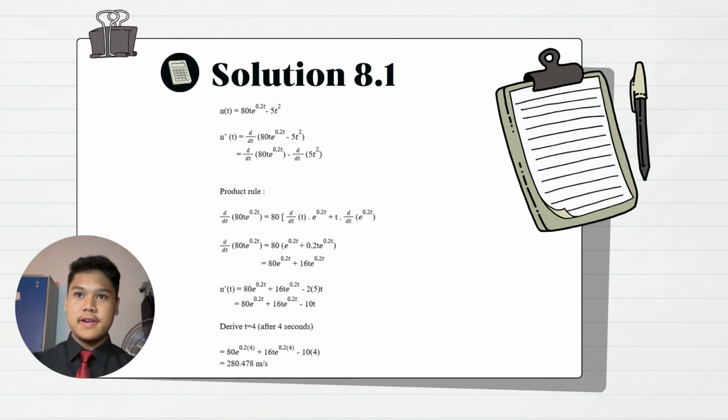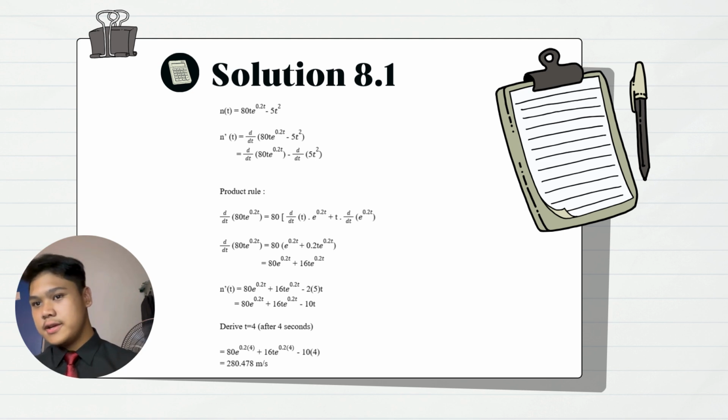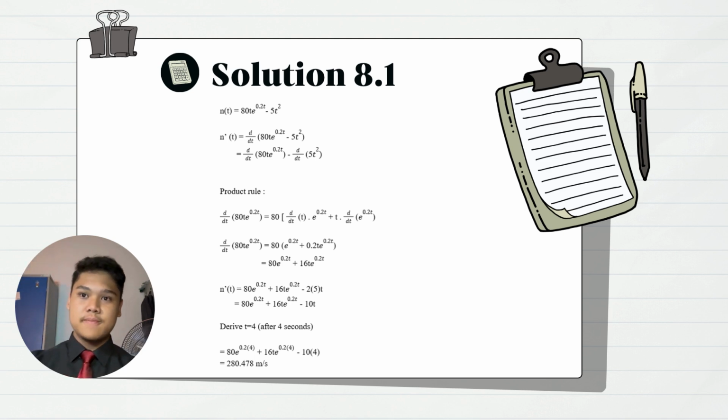Assalamualaikum, my name is Farin Hakim and today I'm going to explain the solution for 8.1, which is the question related to the rocket altitude, which asks what is the rate of change of altitude after 4 seconds. So we're going to take a look at the solution. First of all, the given equation is h(t) equals 80t e to the power of 0.2t minus 5t squared. So first we're going to split the equation into two.